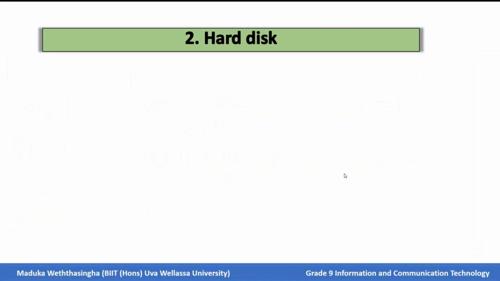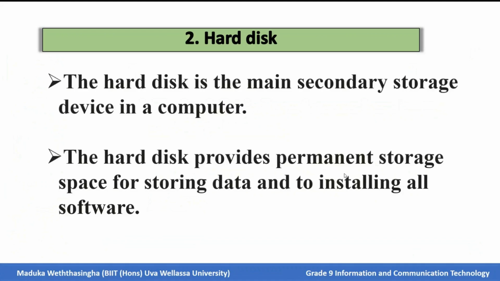Now we are going to discuss the second technical specification. It is the hard disk. So you know the hard disk is the secondary storage device in our computer. The hard disk is the main secondary storage device in a computer. The hard disk provides permanent storage space for storing data and to install all the software. Right? So we use the hard disk to store data, instructions, and computer programs permanently.